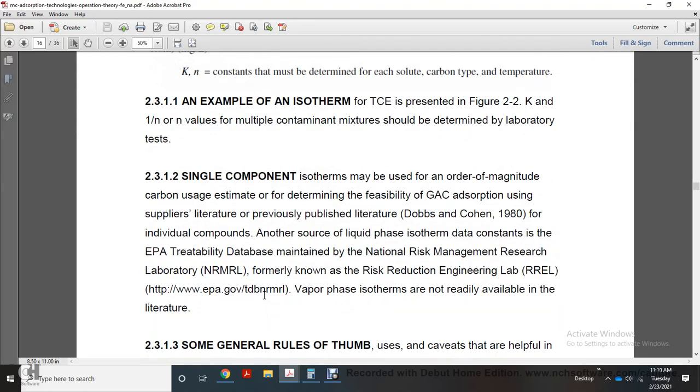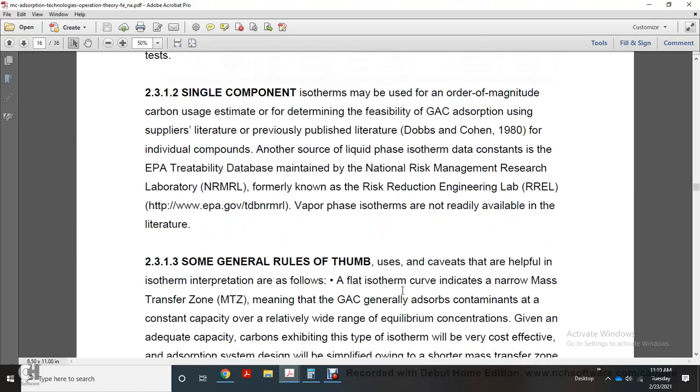Alright, single component isotherms may be used to estimate the order of magnitude of the carbon needed, and to estimate the feasibility of granular activated carbon adsorption using supplier's literature or previously published literature, Dobbs and Cohen, 1980, for individual compounds. Another source of liquid phase isotherm constants is the EPA's readable database maintained by the National Risk Management Research Laboratory, formerly known as the Risk Reduction Engineering Laboratory. Vapor phase isotherms are not readily available in the literature.